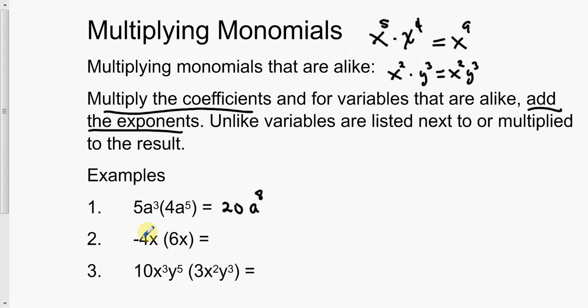Come to this one. This is negative times a positive. 4 times 6, that's negative 24. This is x to the first times x to the first becomes x to the second. Right? 10 times 3 is 30. X to the third times x to the second is x to the 3 plus 2, x to the fifth. Then y to the fifth times y to the third is y to the 5 plus 3, which is 8.